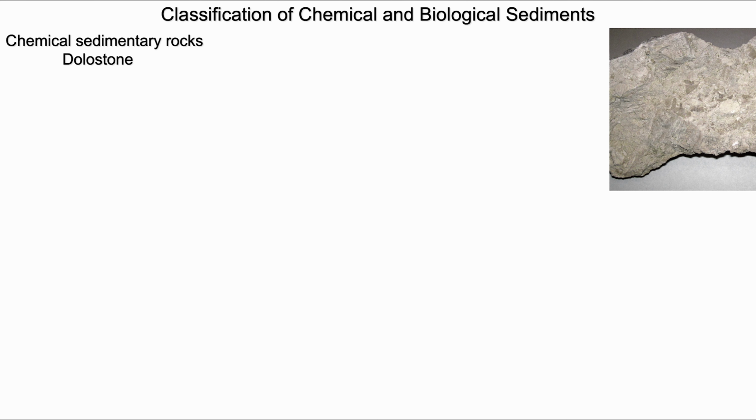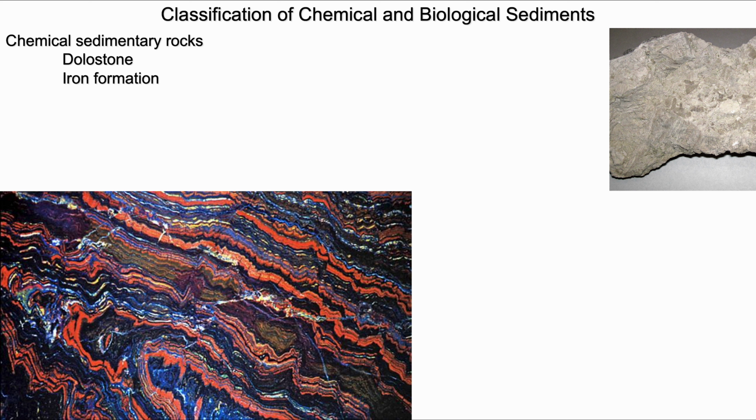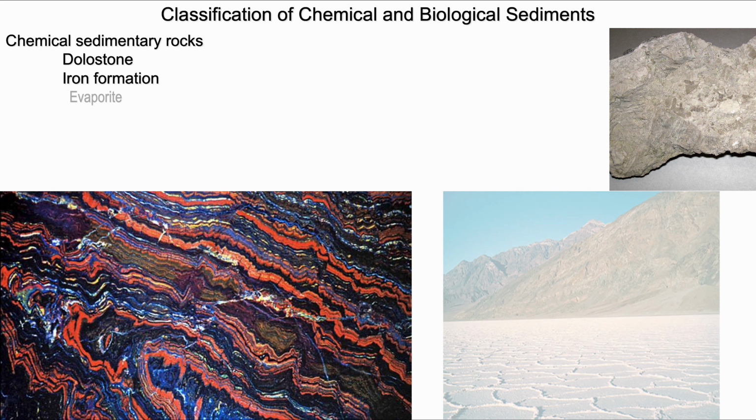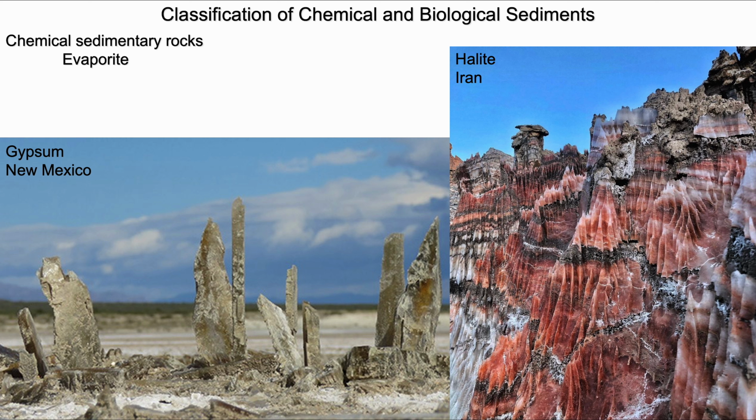Chemical sedimentary rocks, on the other hand, include dolostone, a calcium-magnesium carbonate, iron formations, which are iron oxide for the most part, and evaporites, in this case salts that are forming in semi-arid to arid regions that have a supply of water. Some other examples include gypsum, seen here as crystals growing out of the white sands in New Mexico, and the halite deposits that form the salt mountains of Iran.